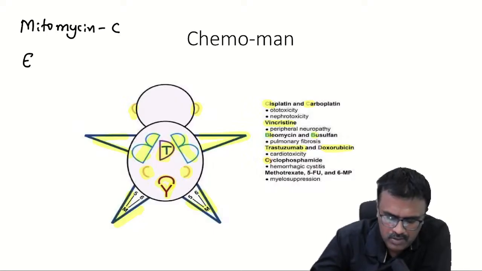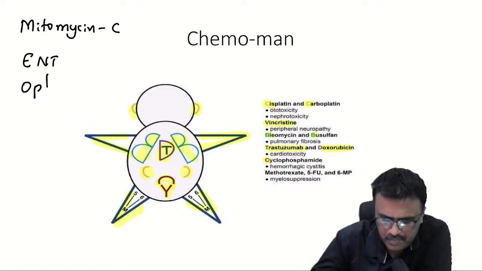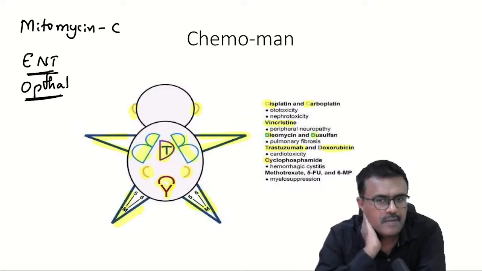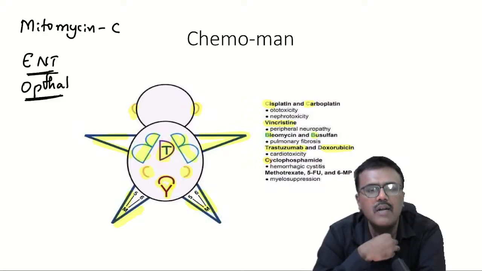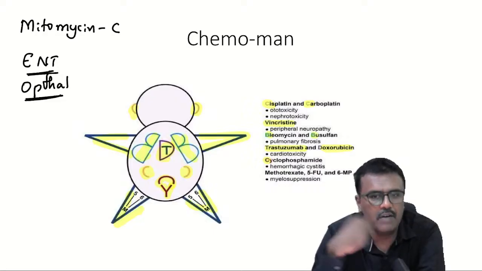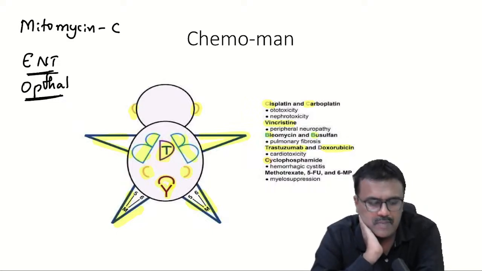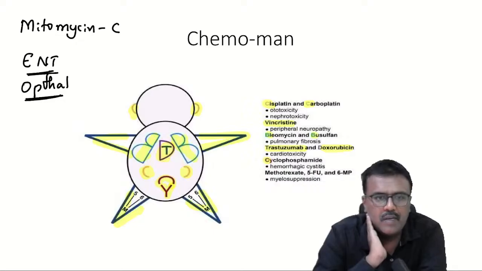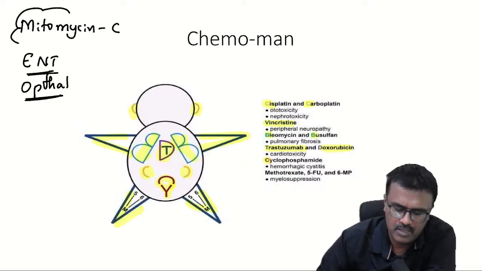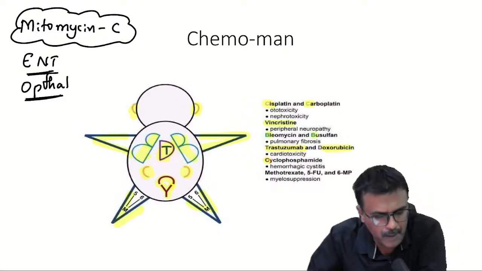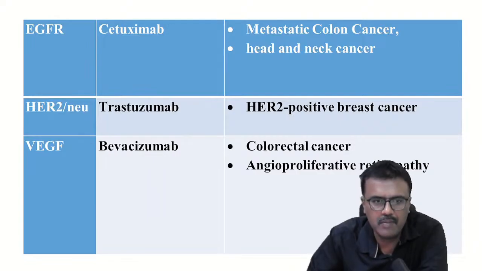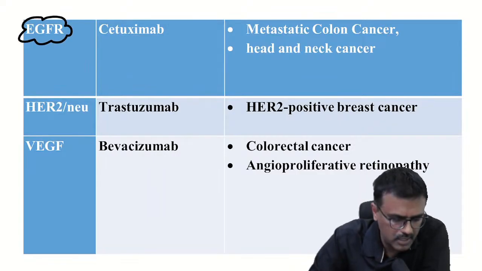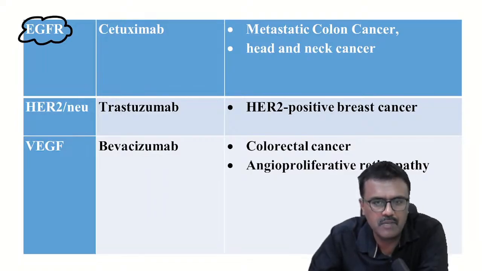Can you tell me where it is used in ENT and ophthal? In ENT, it is used to prevent nasal stenosis after surgery and also to prevent laryngotracheal stenosis. In ophthal, it is also used during certain surgeries, strabismus surgery, to prevent adhesions, and in pterygium we use mitomycin C. So this has been tested repeatedly, mitomycin C.